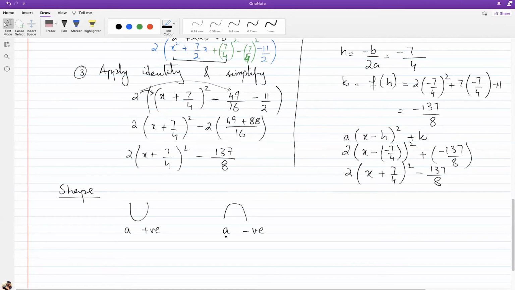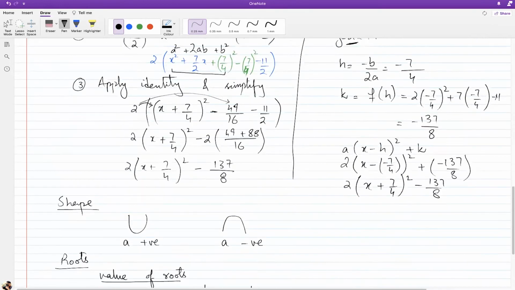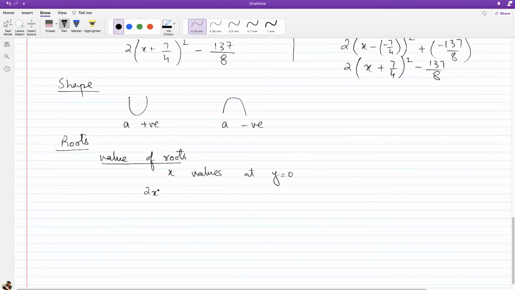How do you find roots? For roots, you have to put y equal to 0. So roots में दो चीजें हैं. One is the value of roots and one is nature of roots. So value of roots is easy. You figure out what the x value is at y equals to 0. Okay, so you take any equation that you have. I'll take this same example, that y is equal to 2x squared plus 7x minus 11. So y equals 2x squared plus 7x minus 11 equal to 0. Why? Because I want y to be 0 if I want to find roots.